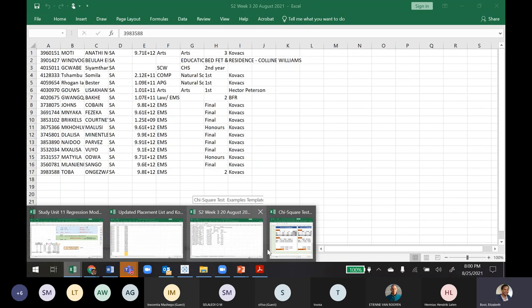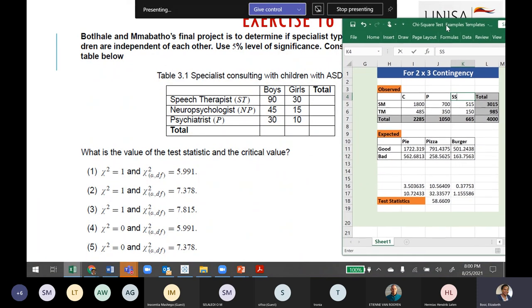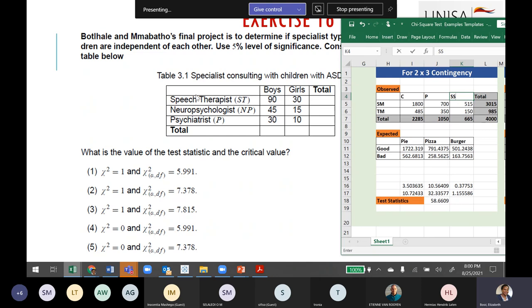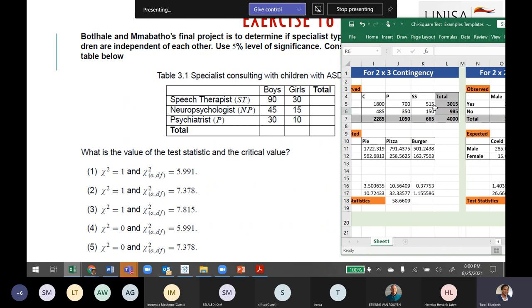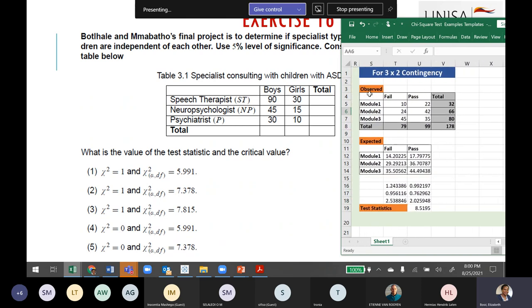So we can calculate the test statistic quickly because it is a 3 by, what is a table? It's a 3 by 2. So we need a 3 by 2. So let's see if I have a 3 by 2. That's the last one. It's a 3 by 2. So since it's a 3 by 2, we can just put the values. 90, 45, and 30.